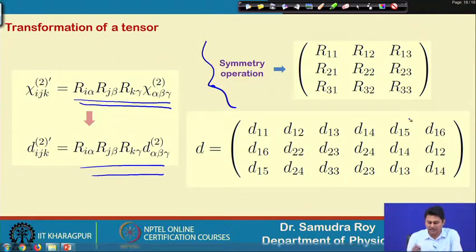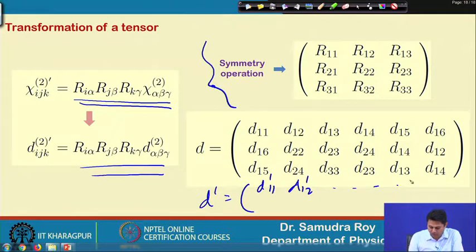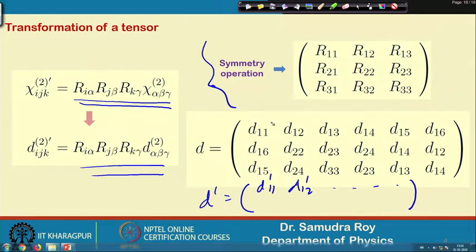So, this is the structure. I have given R, I have given D, and I am going to apply over that. My goal here is to find out the primes. If I want to find out D11 prime, D12 prime and so on, what is the relationship between D11 and D11 prime? I can figure that out with this R.